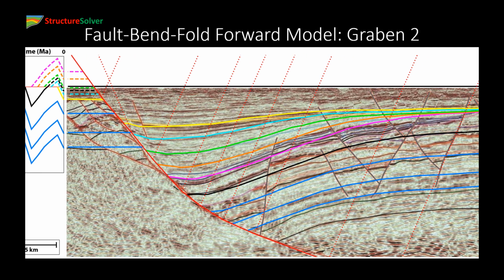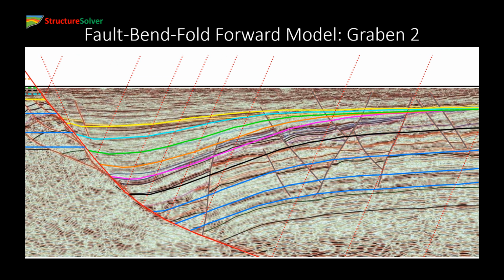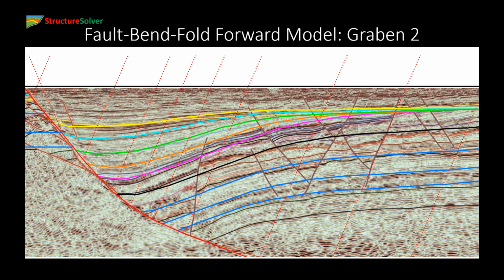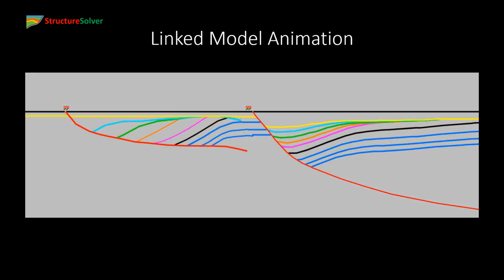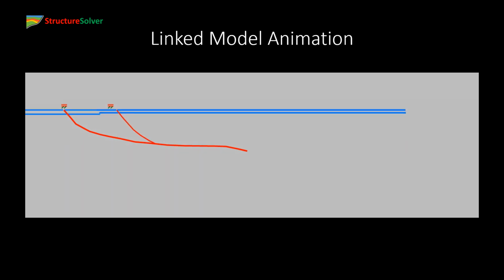Nonetheless, we are able to fit a model that closely follows the large-scale folding in the hanging wall while honoring the imaged fault location and maintaining continuity between the models for both of the grabens. Since both structural models provide a consistent stratigraphic framework and burial history, we can link them together to show the relative timing of faulting and sedimentation in both basins.